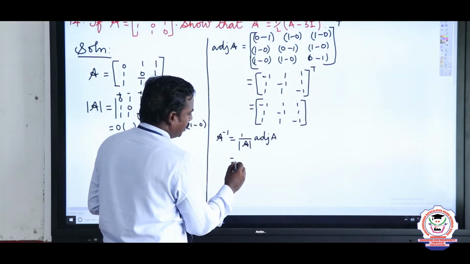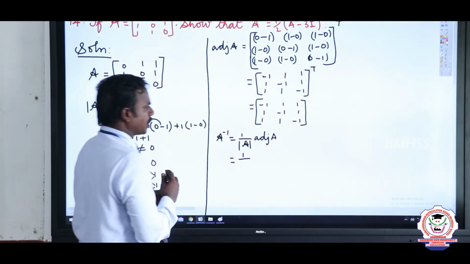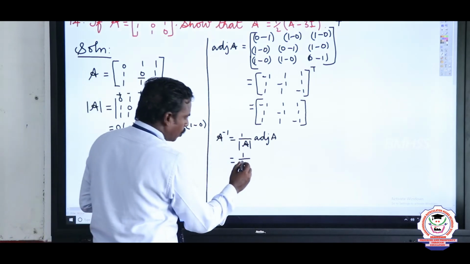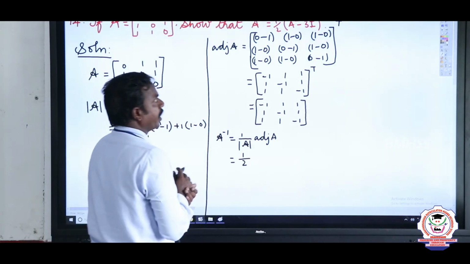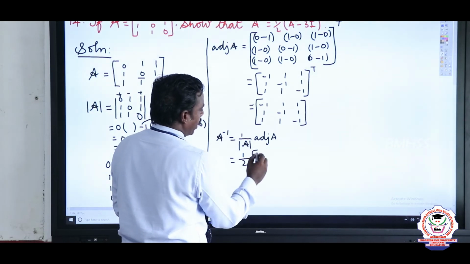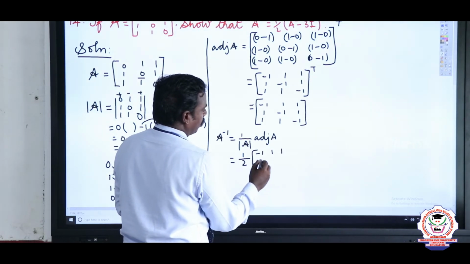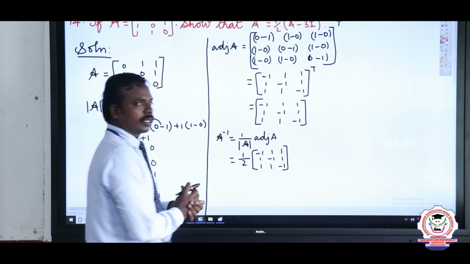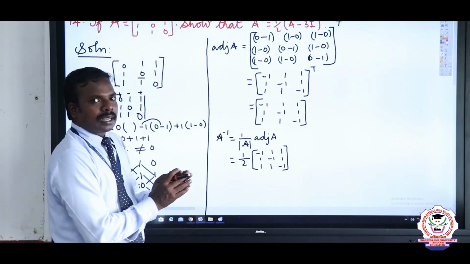What is the determinant value? Determinant of A is 2. Already I have found that. From this, 1 by 2 into adjoint of A. This is the adjoint of A. Now listen: minus 1, 1, 1, 1, minus 1, 1, 1, 1, minus 1. So this is A inverse. So the left hand side I have completely finished.